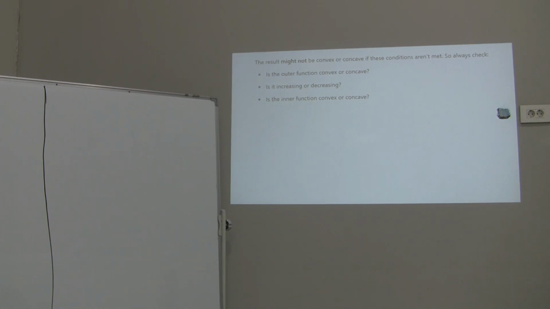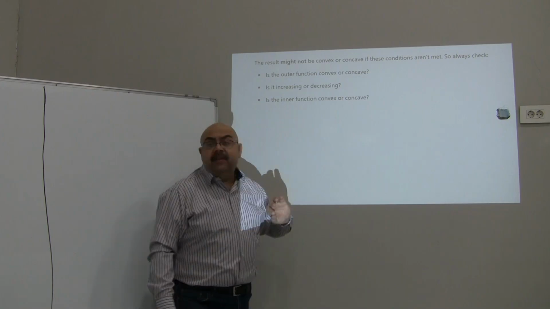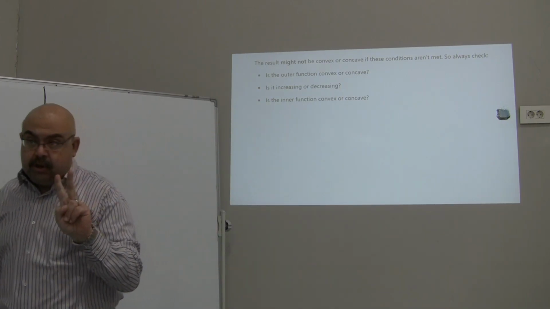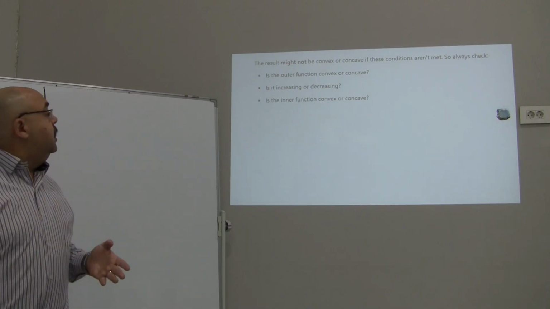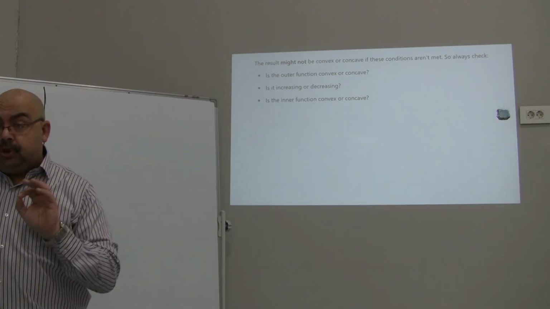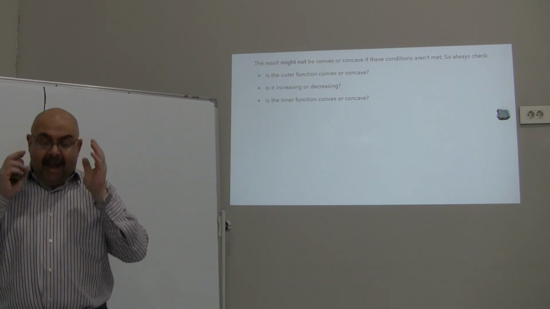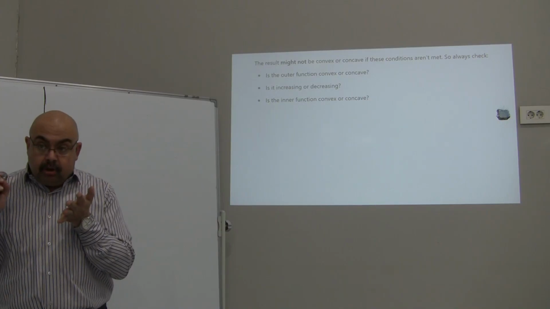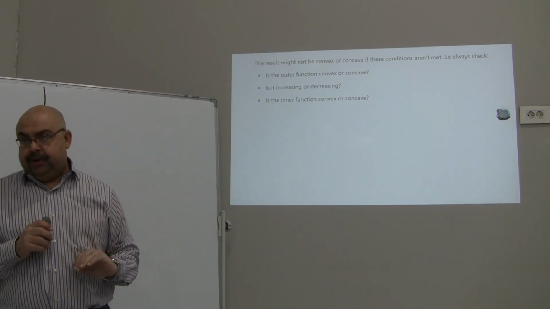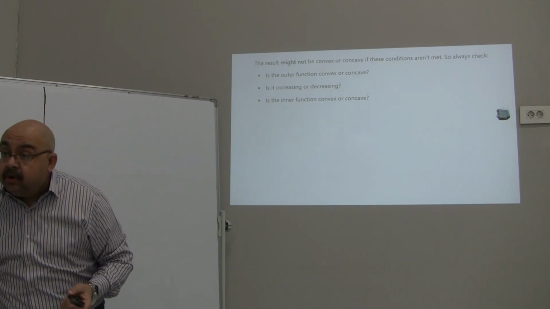Once more, as we spoke earlier, the result for the composition of two functions is convex or concave, as we spoke previously. All we have to do is to check the following. For the outer function, you should know if it is convex or concave, and also if it is increasing or decreasing. Once more, to remember what we mean about increasing functions.